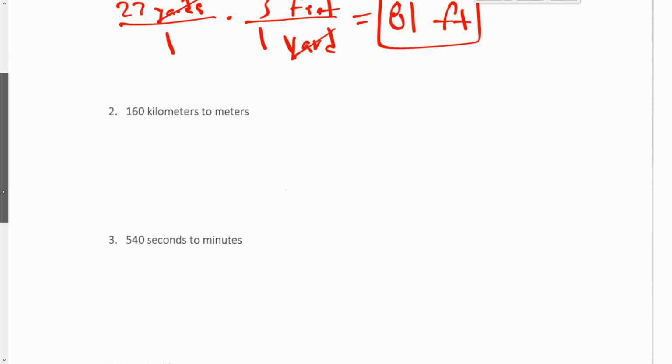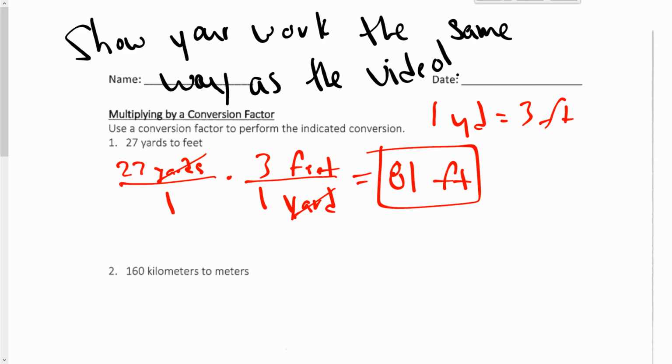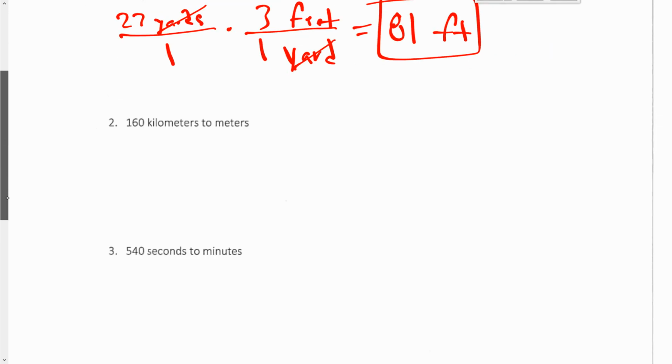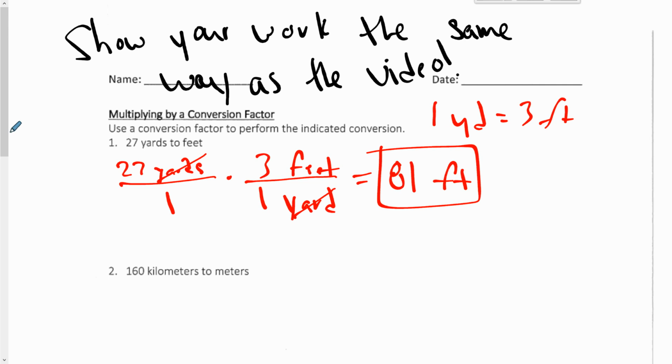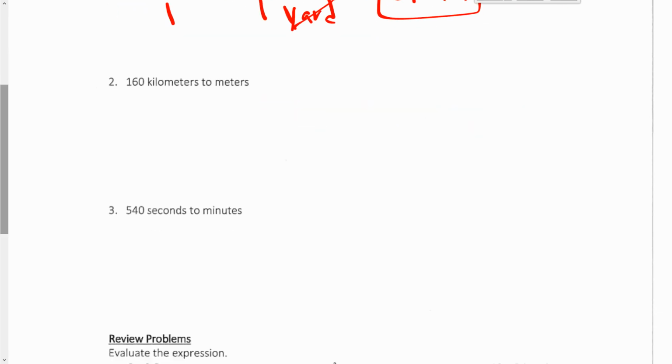Looking at our next example, we're going to turn 160 kilometers into meters. So I start by writing 160, I'm going to abbreviate kilometers, over 1. Then I need to multiply by my conversion factor. I know that 1 kilometer is equal to 1,000 meters.